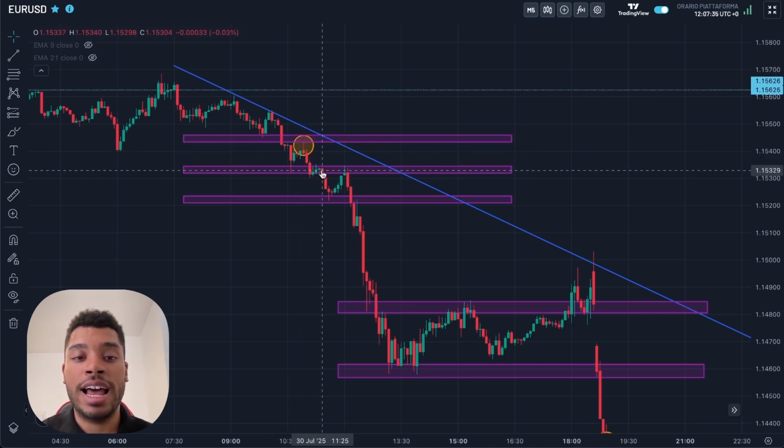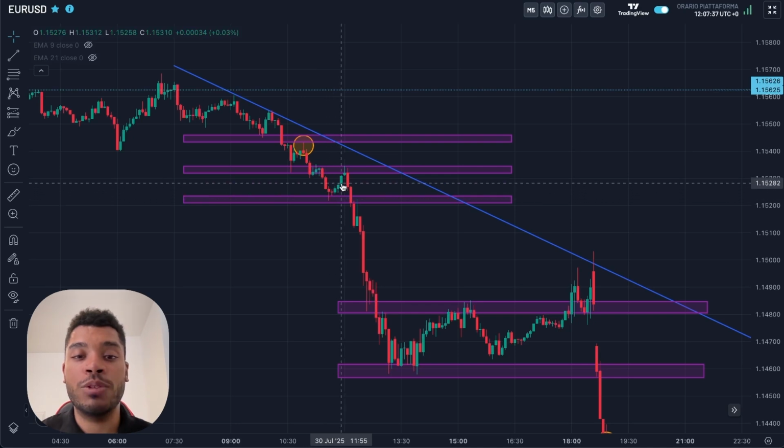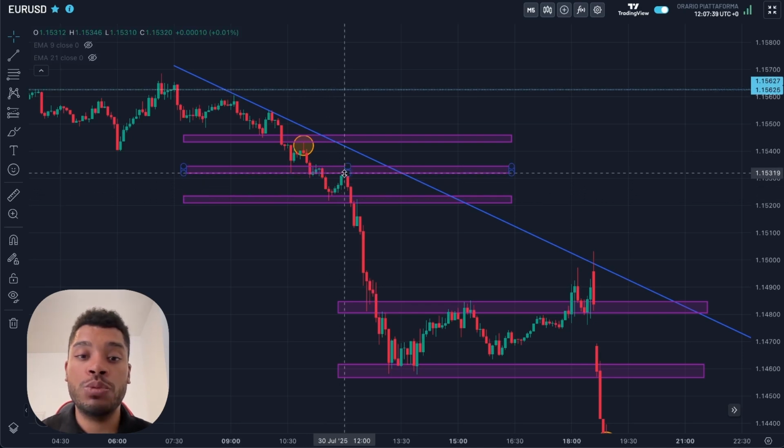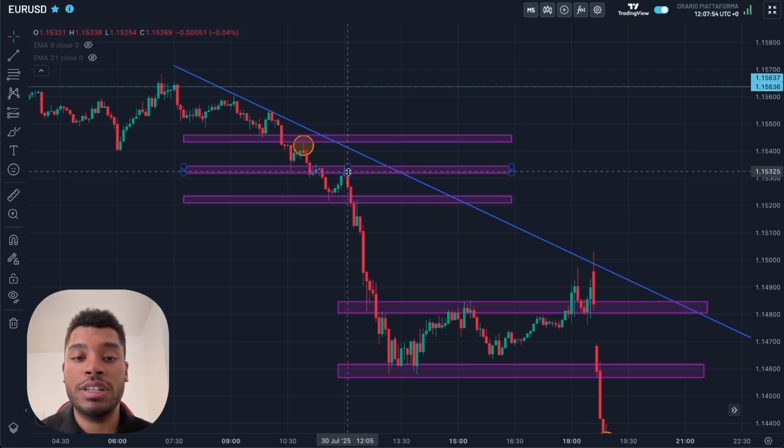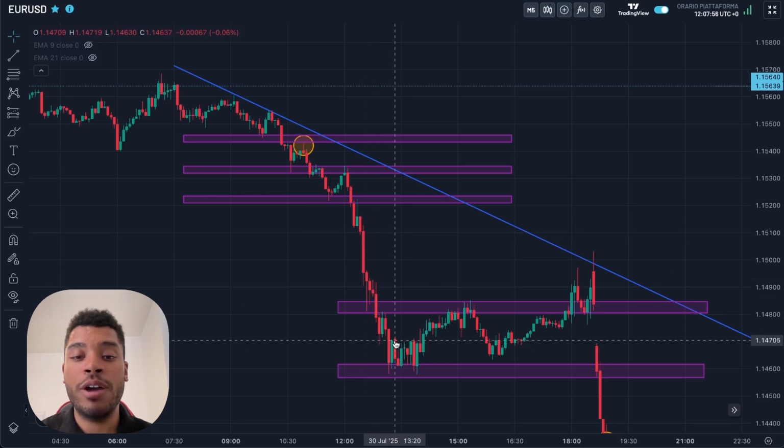In fact, as you can see, we started going down. Here we had another support that was broken and there was another retest. To be honest with you, this could also have been a good opportunity to enter another trade or to add to this position that we already had open, but I decided to stay conservative and I kept the trade exactly as it was.